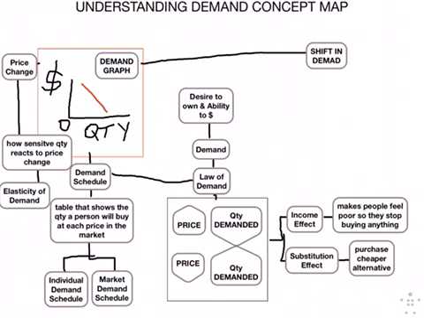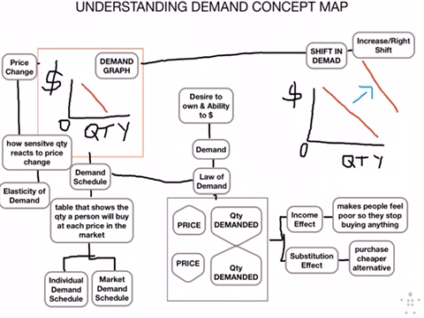Sometimes other factors affect the quantity demanded. We call this a shift in demand. When an outside factor causes people to buy more of that product, this is known as an increase or right shift. And when an outside factor causes people to buy less of a product, it is known as a decrease or left shift.